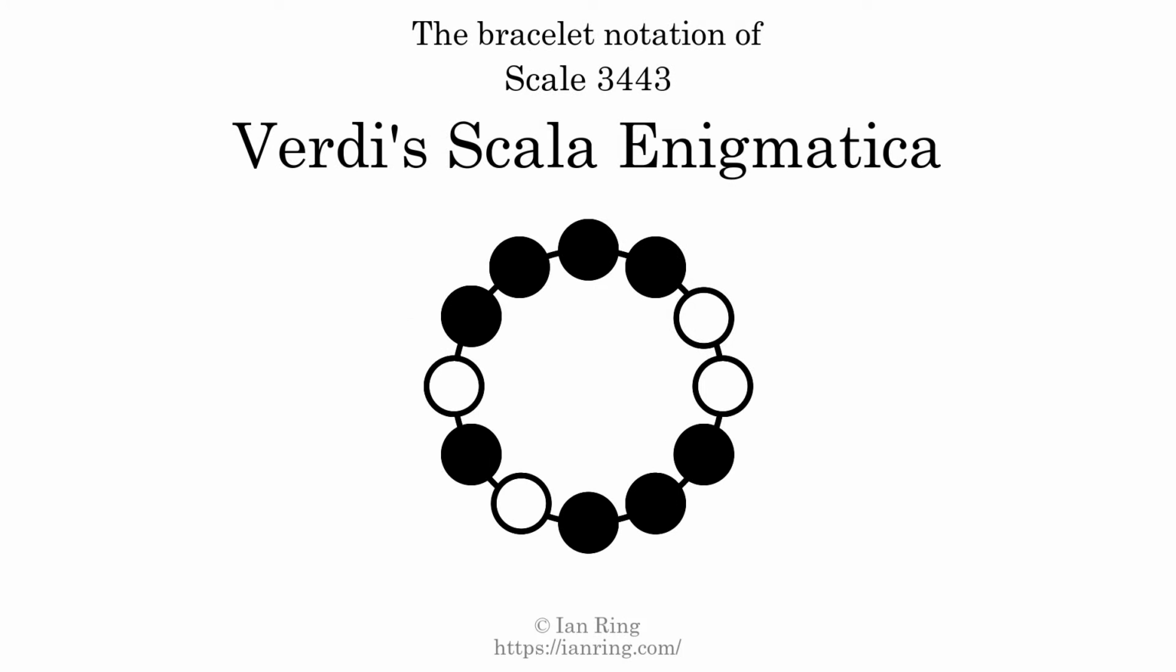This is a bracelet notation diagram of scale 3443. The shaded circles represent tones that appear in the scale, and they are read clockwise, starting at the top.